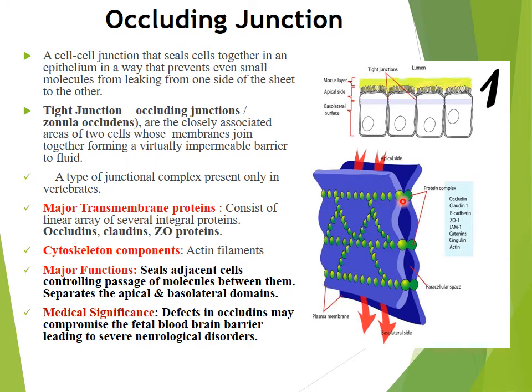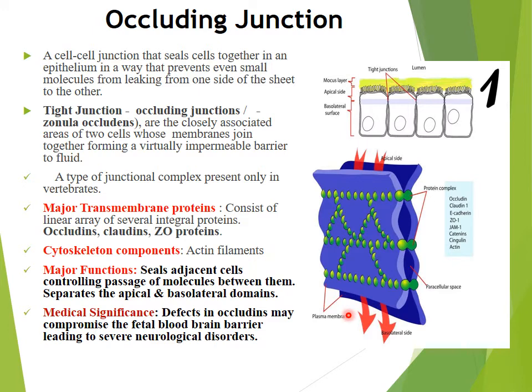So the major transport proteins which are binding this occluding junction are the occludins, the claudins, and the zonula occludin proteins. You have to remember that, as the name suggests, the occluding junction. So the name of the protein is the occludin, the claudin family, the zonula occludin proteins. The cytoskeletal component present towards the cytosol is the actin filaments. Its major function, as we have discussed, is to seal the adjacent cells, controlling the passage of the molecules between them, and to separate the apical and the basolateral domains of the cell.